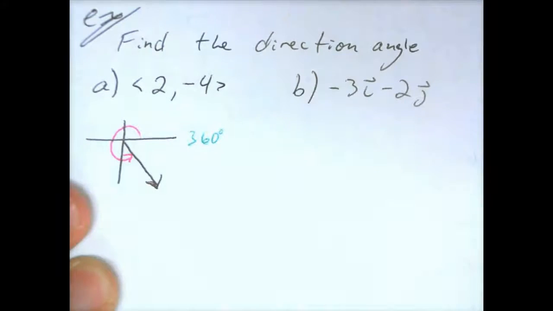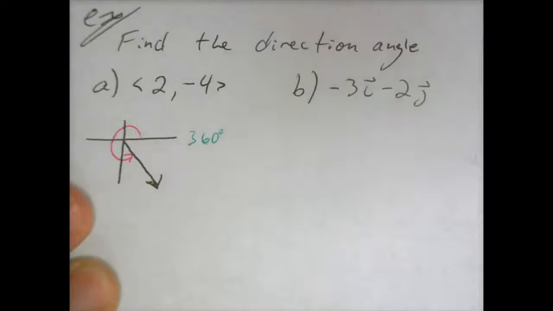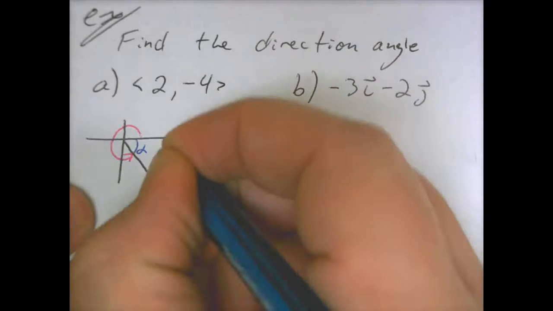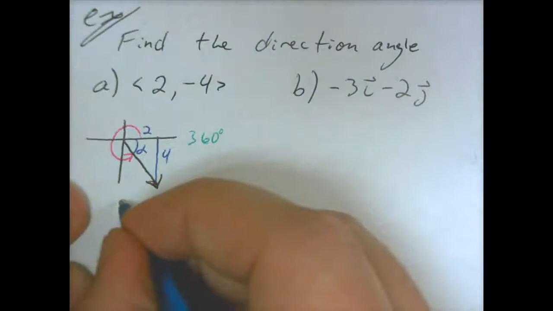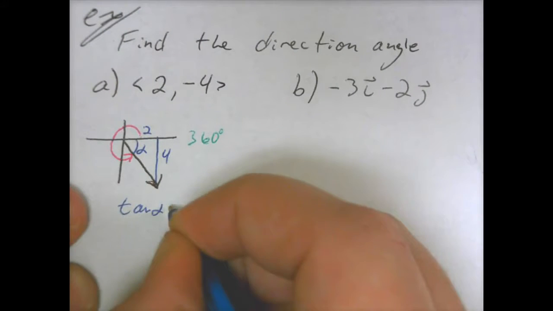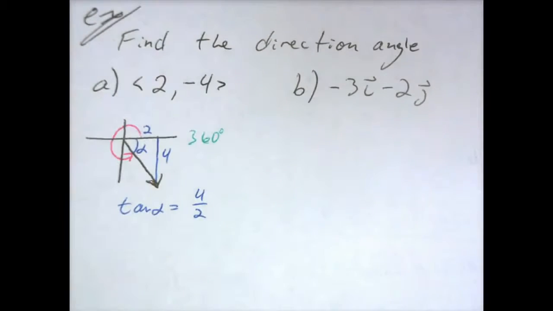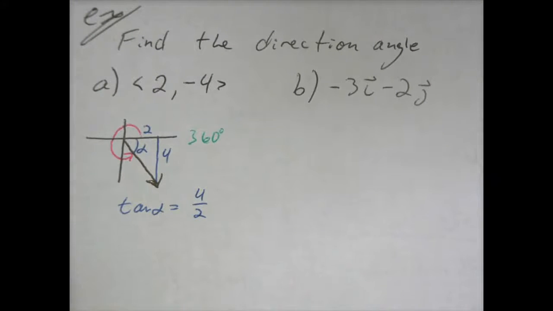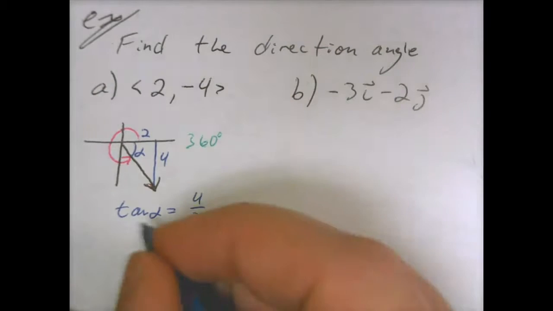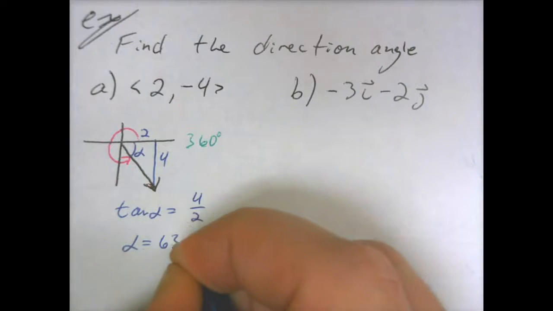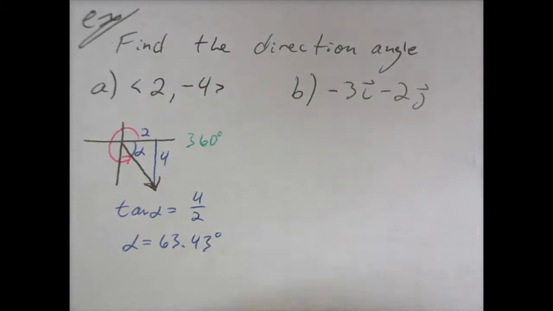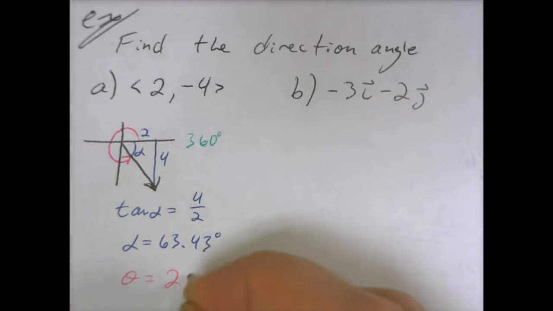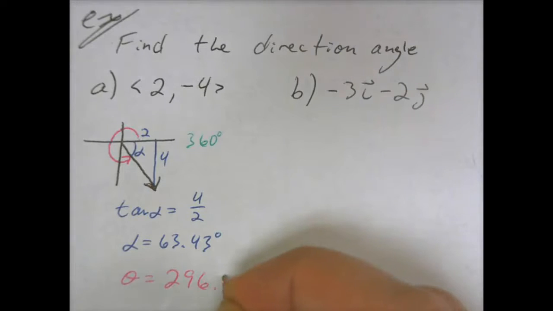So if that's almost 360 degrees, I can find what little angle that is inside of there. Because I know this went over 2 and down 4. Well, then I can just say tangent inverse of 4 over 2. Tangent inverse, 4 divided by 2 is 63.43. Well, if I take that angle away from 360 degrees, my direction angle should be 296.57 degrees.